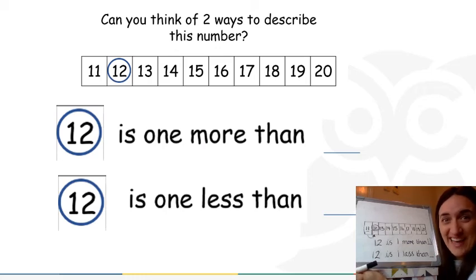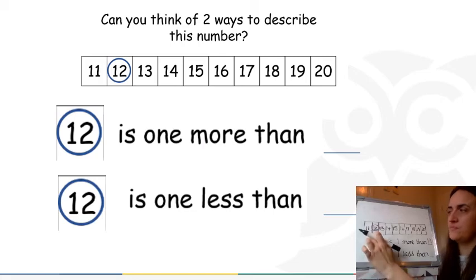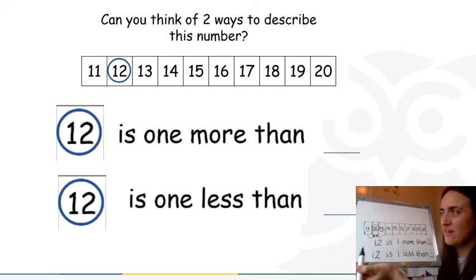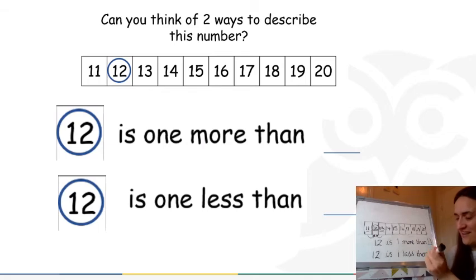I hope you all managed to get that. And then 12 is 1 less than, let's have a think. So 12 is 1 less than 13. Let's see, does that work? So 13's here. 1 less than 13 is 12. So 12 is 1 less than 13.